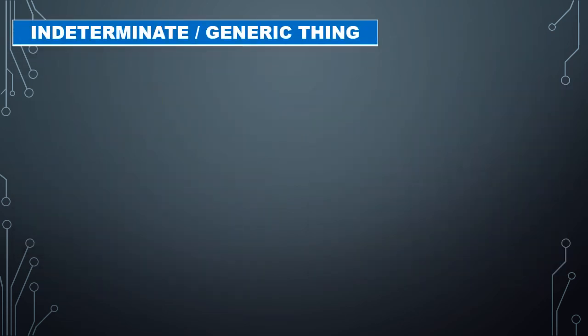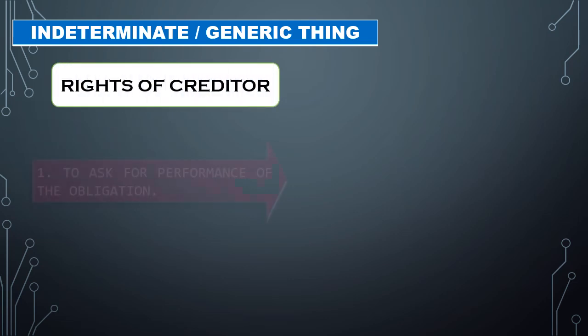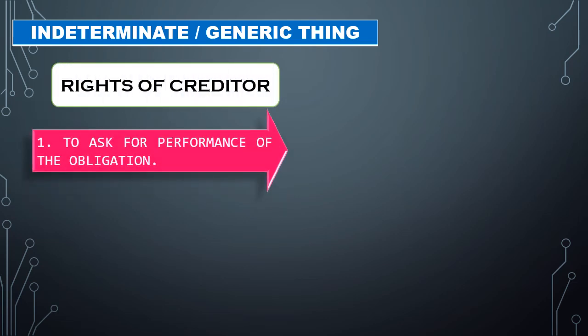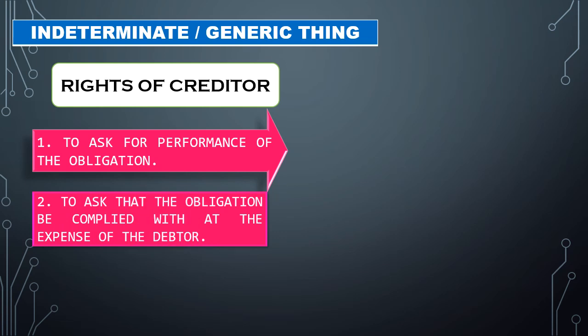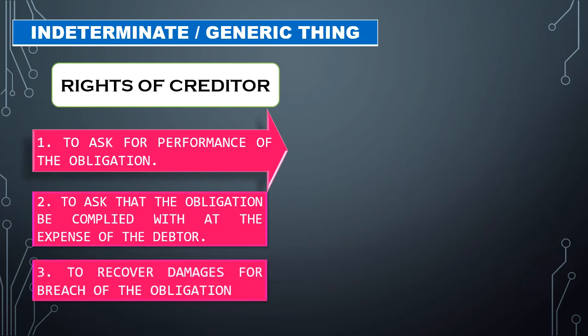For indeterminate or generic thing, the rights of the creditor are the following. He can ask for the performance of the obligation. Take note na ang sinasabi dito is your substituted performance. Second is he can ask that the obligation be complied with at the expense of the debtor, and he can recover damages for breach of the obligation.